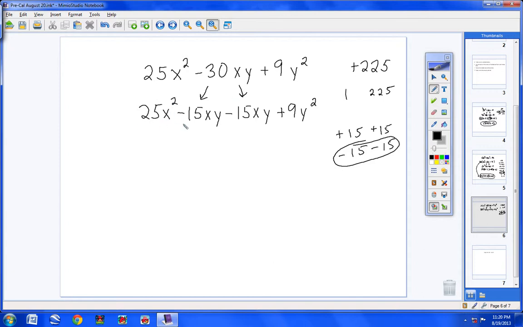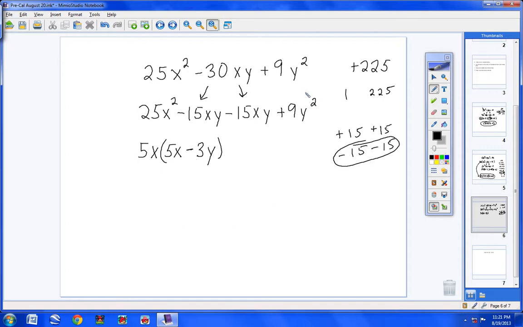Let's factor out what's common in the first 2 terms. What's the biggest number that goes into 25 and 15? 5 does. And I cannot pull out a y. There's not a y in this term, but I can pull out an x. Now be careful with your multiplication here. 5x times 5x would give you 25x squared. And then see if this works. I'm going to put negative 3y. 5 times negative 3 is negative 15, and x times y is xy.